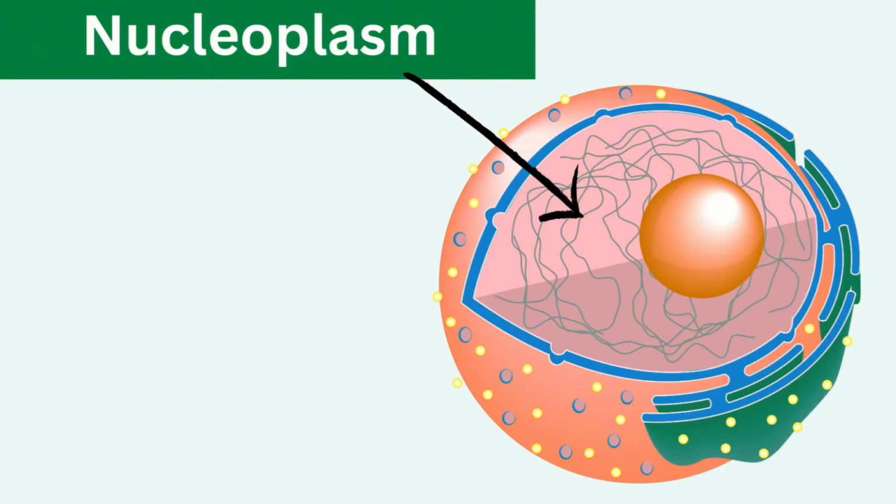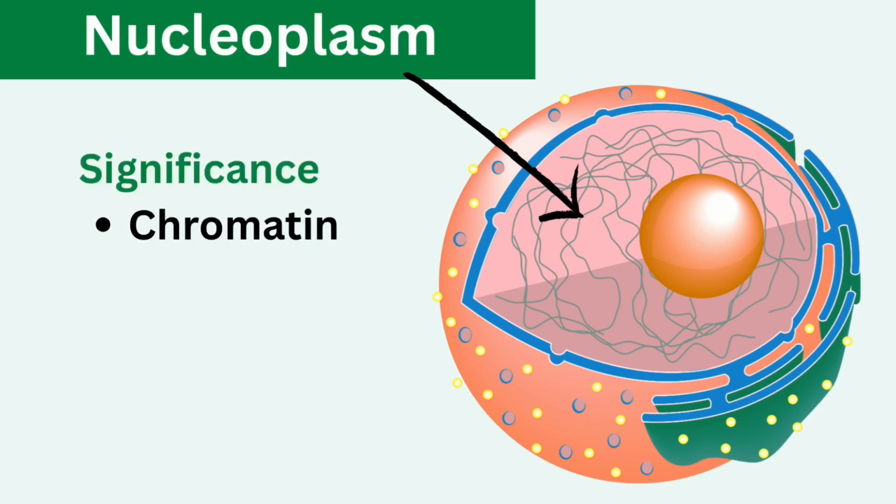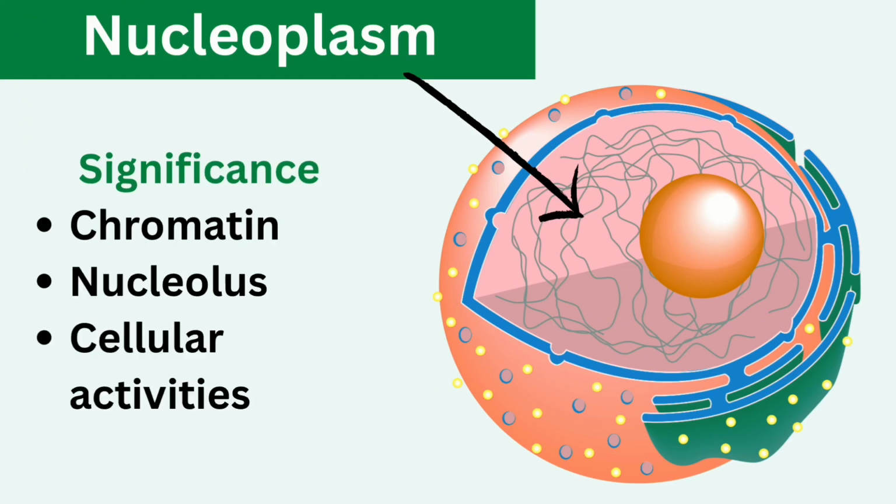Let's discuss nucleoplasm. It is a gel-like substance or semi-fluid matrix found within the nucleus of a eukaryotic cell. It is enclosed by the nuclear envelope, which separates the nucleoplasm from the cytoplasm. The nucleoplasm contains various structures including chromatin, that is complex of DNA and proteins, the nucleolus that is involved in ribosome synthesis, and soluble nucleoplasm proteins, which helps in DNA replication, repair, and transcription.